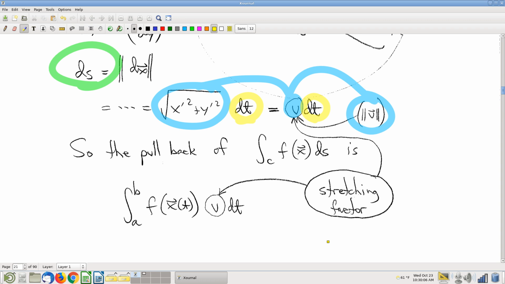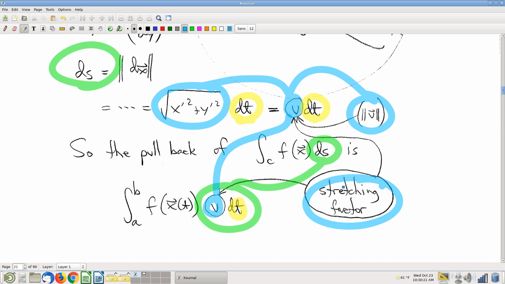Let me sort of circle appropriately then. This ds, the ds that I need to rewrite, it is something times dt, and the stretching factor that you see here is speed. Okay, does everybody see how this calculation went down?